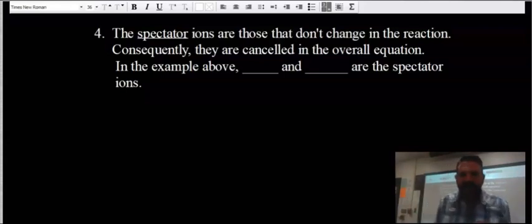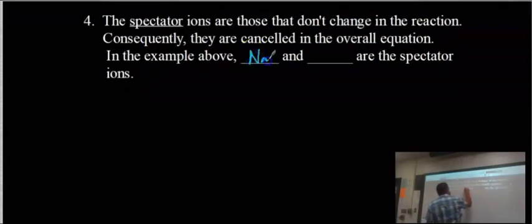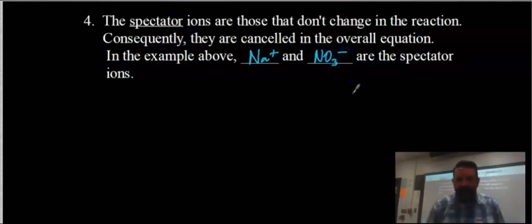So what were the spectator ions in that reaction between cobalt 2 nitrate and sodium hydroxide? We have 2 of them. Usually always going to have 2 spectator ions in a double replacement reaction. So in that reaction, our 2 spectator ions were sodium ions and nitrate ions. In fact, because all sodium compounds are soluble and all nitrates are soluble, sodium will always be a spectator ion, and nitrate will also always be a spectator ion.